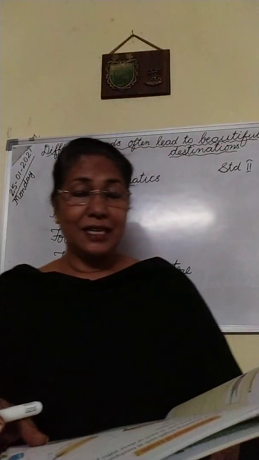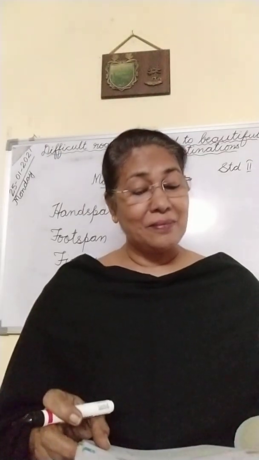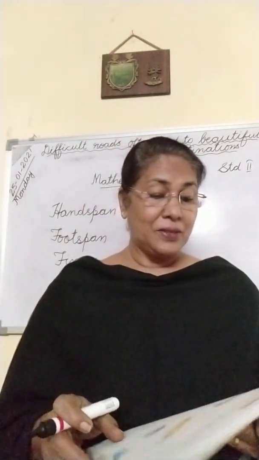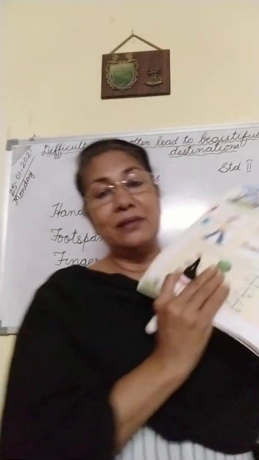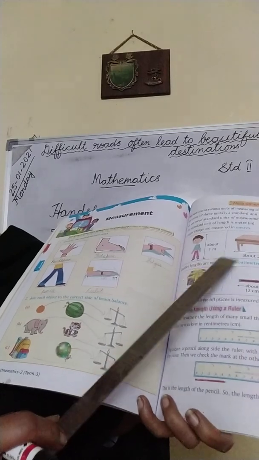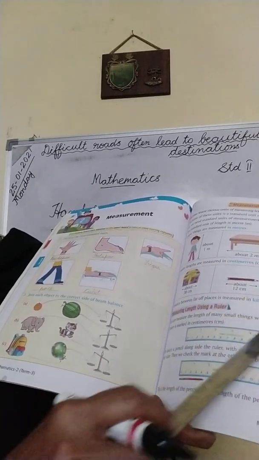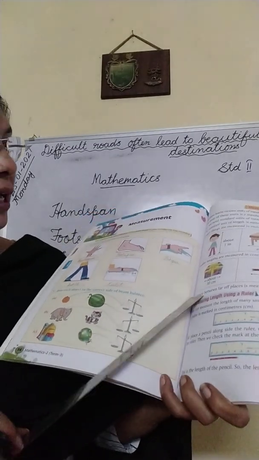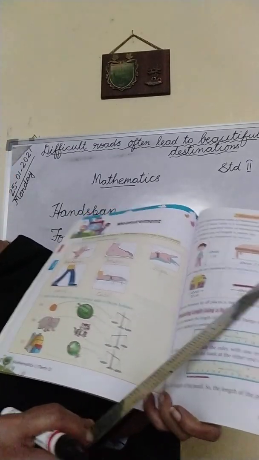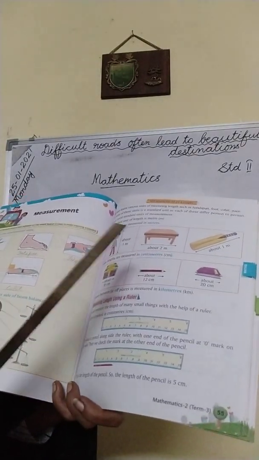So let's just continue. Smaller lengths are measured in centimeters. See, now I have taken the measurement of this boy. This is 1 meter. Now the length of the table is 2 meters. Smaller lengths are measured in centimeters.